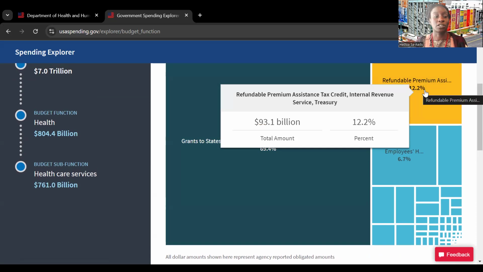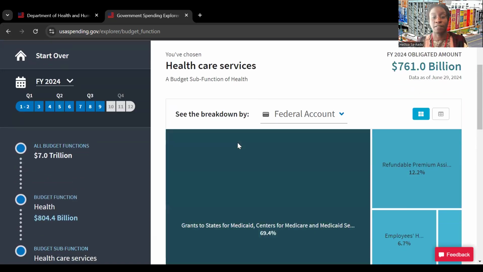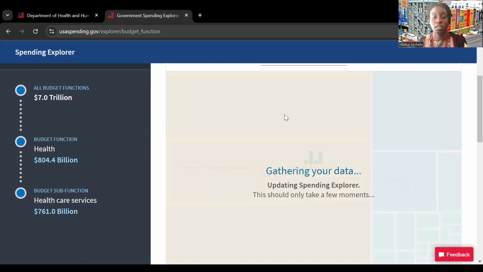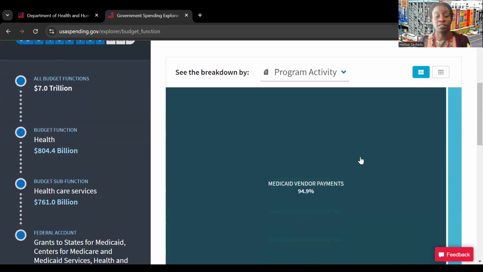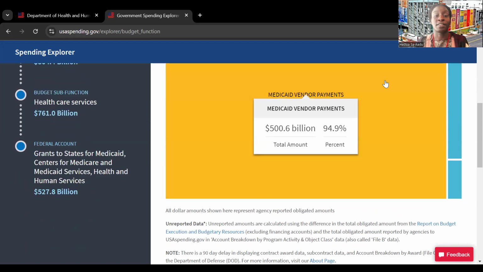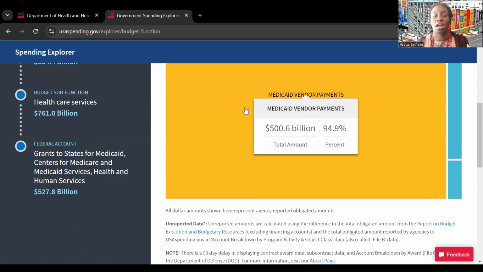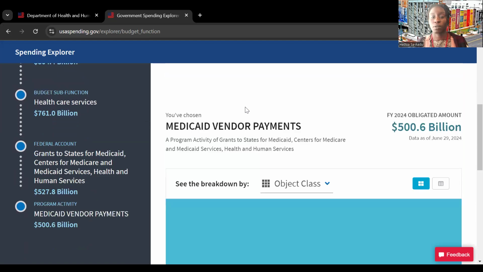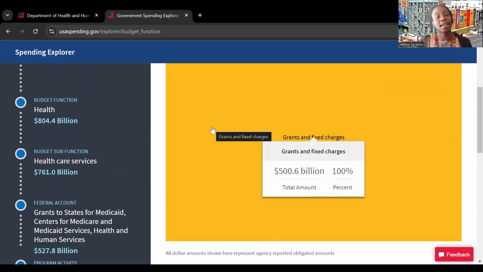I do want to make sure that we continue to move forward. So we've gone through budget function and then gotten to sub-function, and now we're looking at the federal accounts related to the sub-function. Let's look further, and now we get the actual program activity that is being supported, and we see that this is Medicaid vendor payments. So those services, the grants to states for Medicaid, Centers for Medicare, et cetera, are a vast majority Medicaid vendor payments. Let's see further. What else? Okay. And so those are in the form of grants and fixed charges.